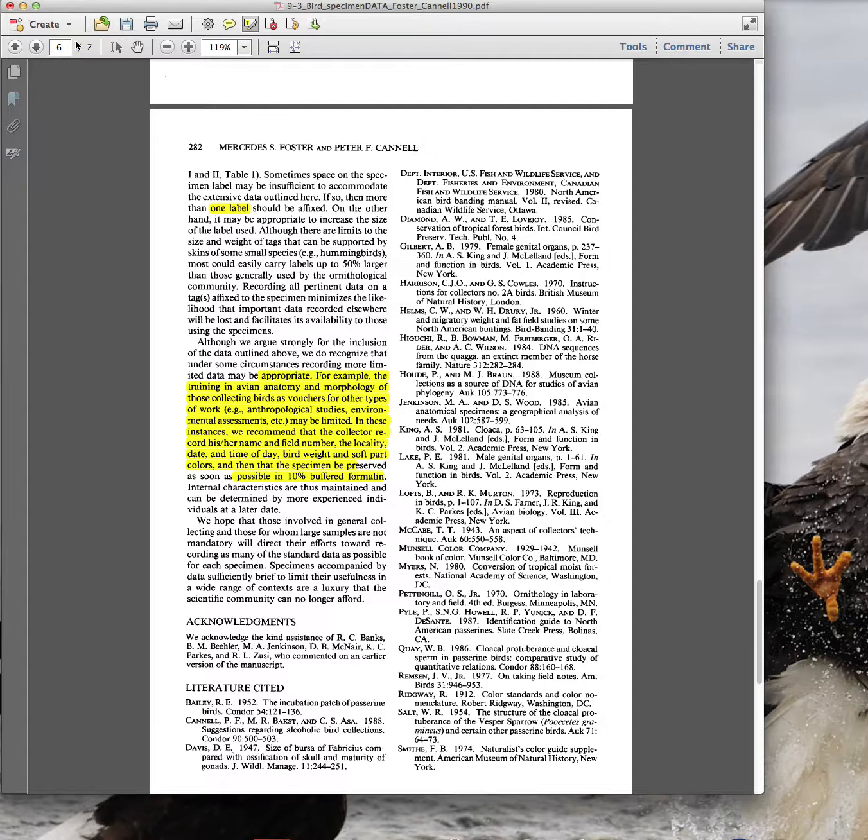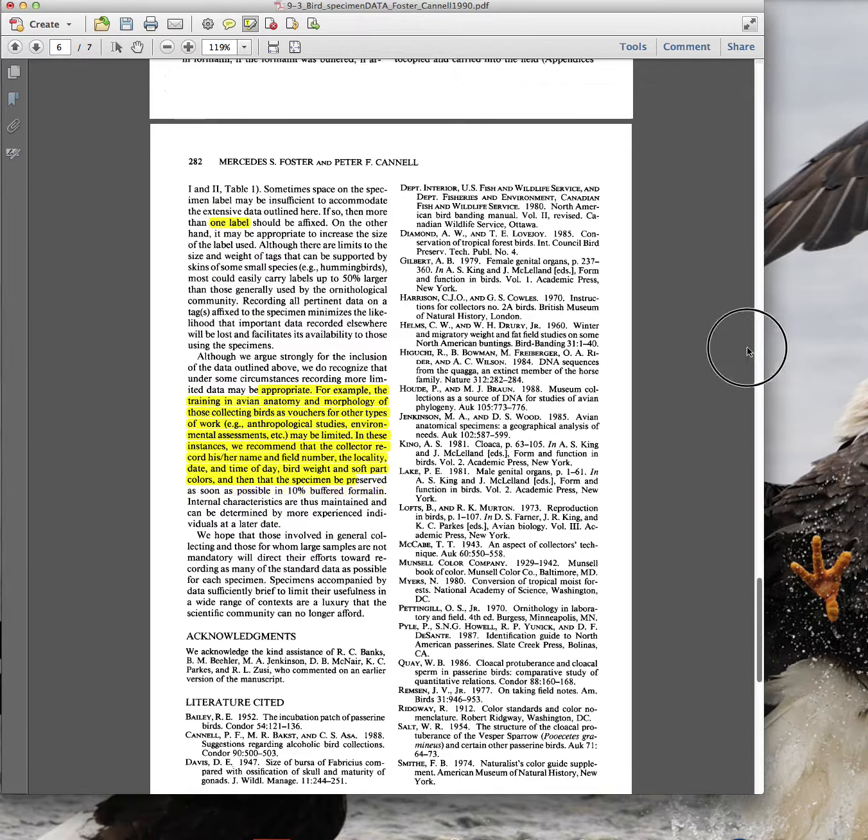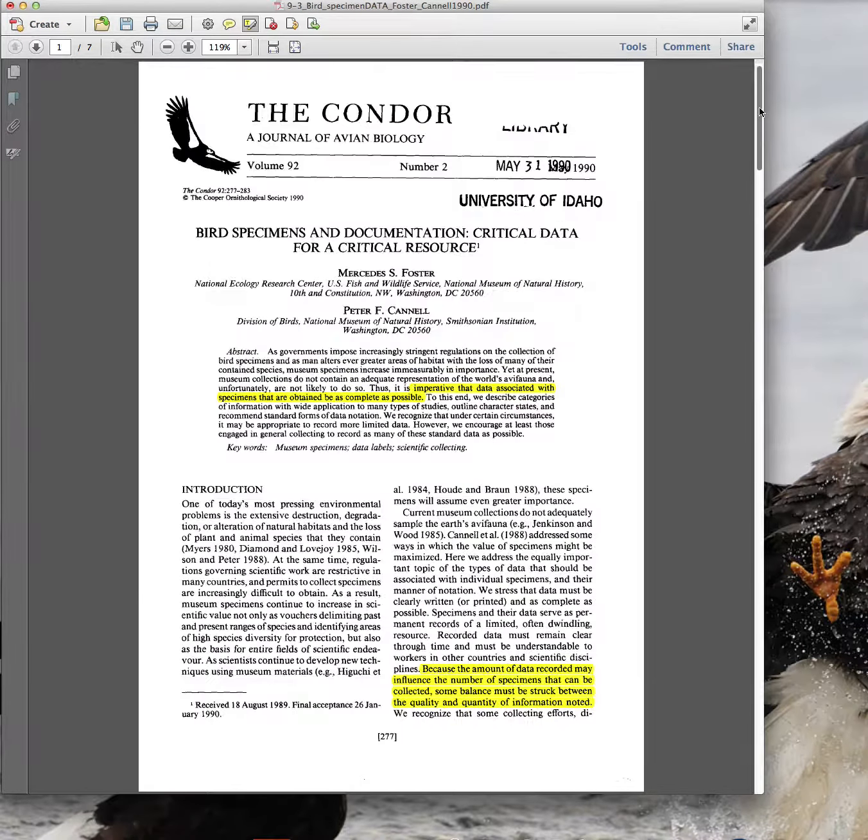Now you're going to read about collecting for birds and documenting the collections that you make. So in the abstract here, it says that it's imperative that data associated with specimens that are obtained be as complete as possible. Why? They'll give you one answer up here, but they'll explain it and flesh it out here. So make sure you read through that introduction. Some of that reasoning is right in here.